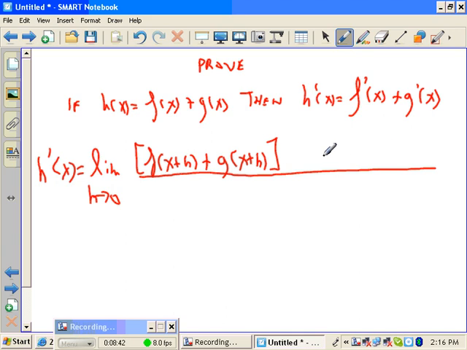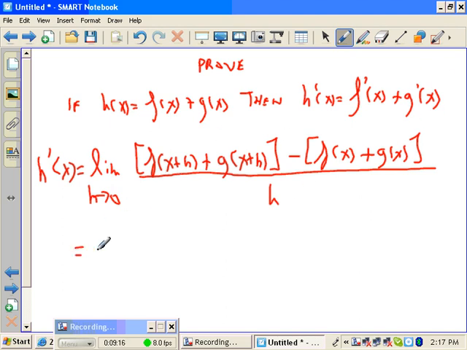What do you follow that with? Minus h of x, the function itself. And what is that? f of x plus g of x, sorry. And don't forget, it's all over h. Now notice what we're trying to get. f of x plus h minus f of x over h, isn't that what that is? So we've got it. What's g of x plus h minus g of x over h in the limit? It's g prime.